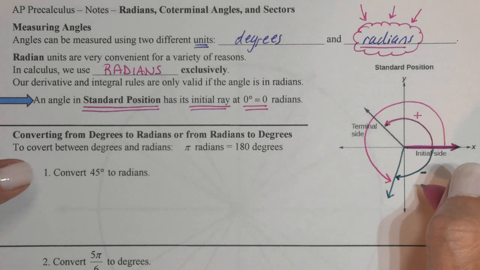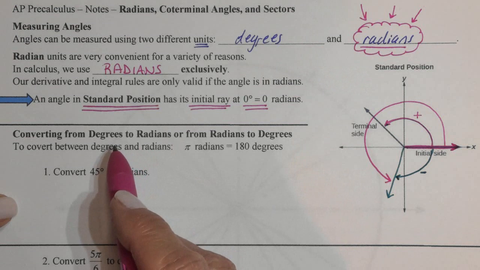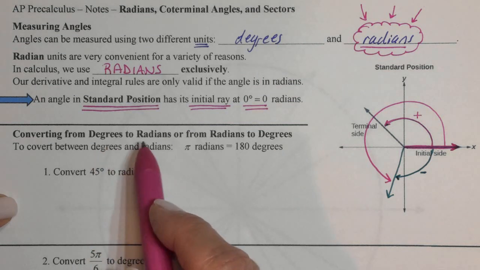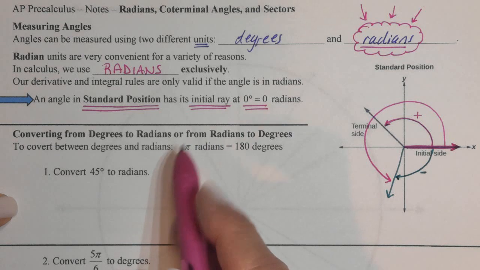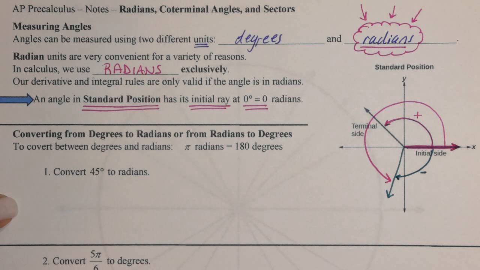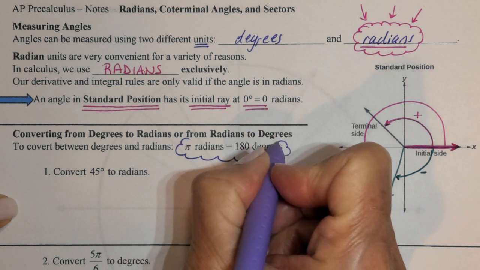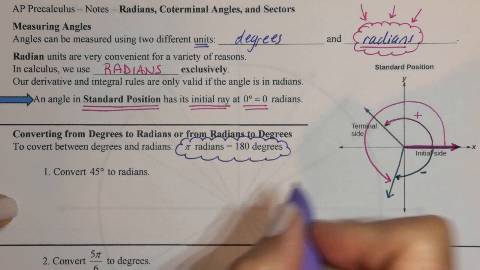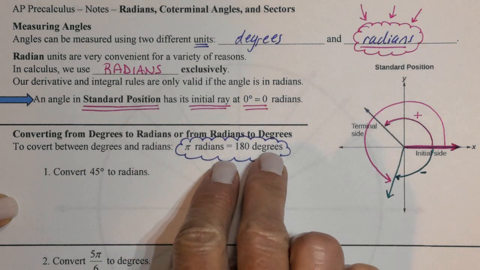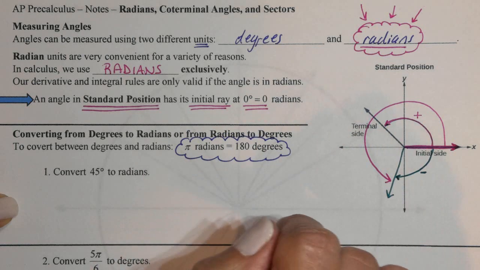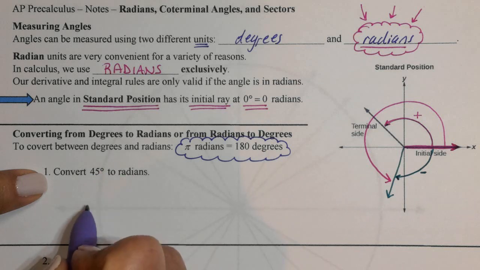Alright, so because I know right now that you're more comfortable with degrees than radians, let's learn a way to convert from degrees to radians or radians to degrees. Okay? So to convert between radians and degrees, we use this conversion factor. This is our conversion factor. Pi radians is equal to 180 degrees.